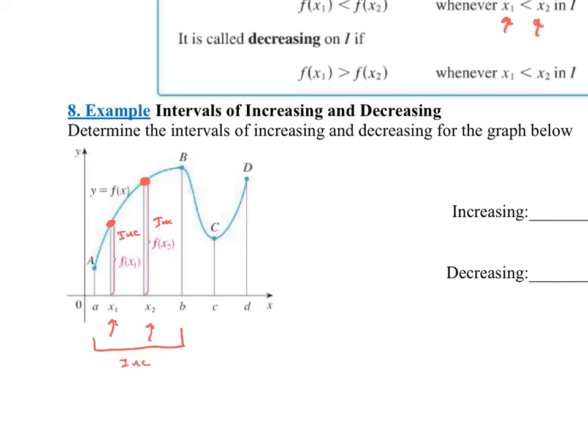So what does decreasing mean? It means the exact opposite. As you go from left to right, it's going down. So look at b and look at c in this case. b is to the left of c, and f of b, the y value, is higher than f of c, the y value. So that means it's going down. Because it's going down, this is decreasing. On the last interval here, we have increasing.